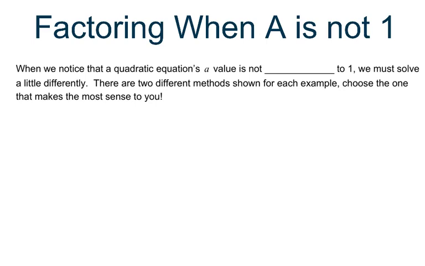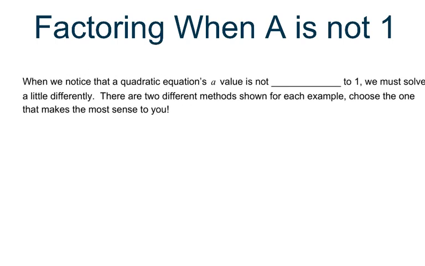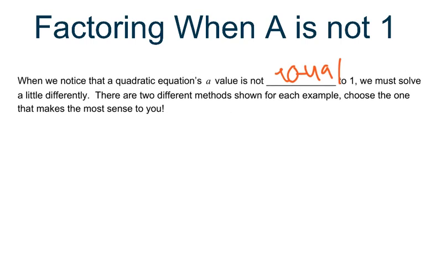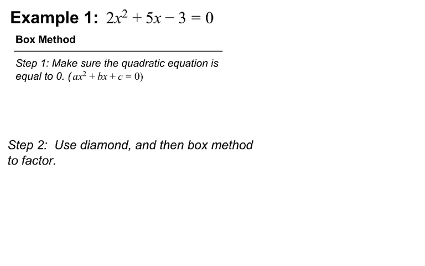We have to do some different factoring when A is not 1. We can't simply just do the diamond. So when we notice that a quadratic equation's A value is not equal to 1, we must solve a little differently. There are two different methods that are shown for each example, so choose the one that makes the most sense to you. The first method we're going to talk about is the box method.